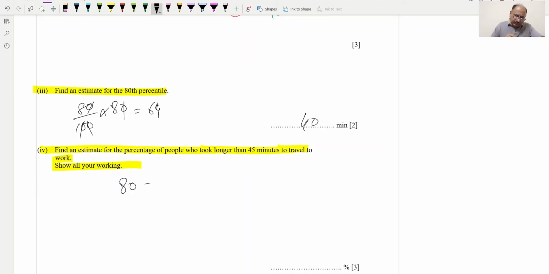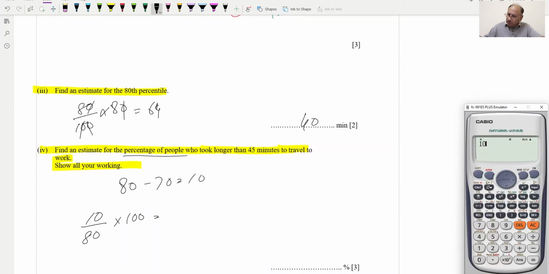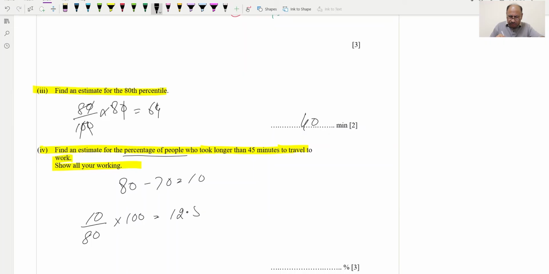But they are saying percentage of people, so 10 out of 80, and the percentage is 100. So we can calculate, this will be 10 over 80 multiplied by 100, which is equal to 12.5%. So 12.5% will be the answer. Hopefully you understood this as well.